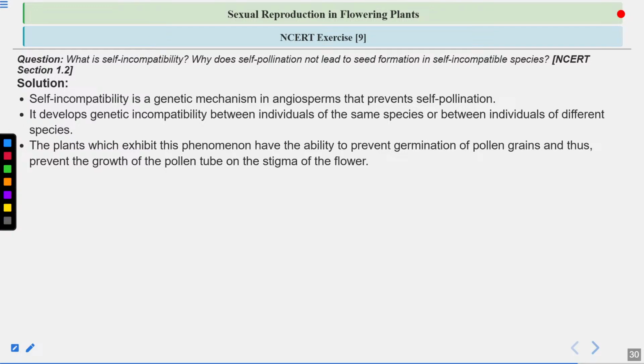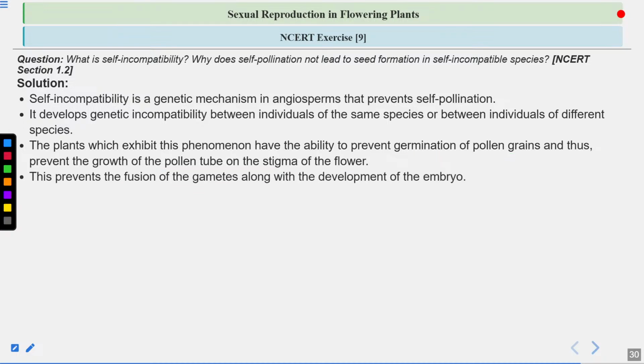The plants which exhibit this phenomenon have the ability to prevent the germination of the pollen grain, and thus prevent the growth of the pollen tube on the stigma of the flower. So if they are not allowing the pollen grain to germinate on the stigma, then there is no question of development of the pollen tube. If there is germination, only then will the pollen tube be formed. And if there is no germination, then how could the pollen tube be formed, right?